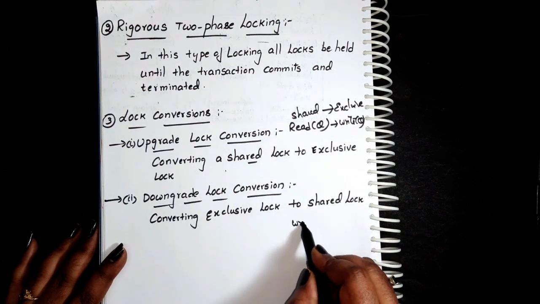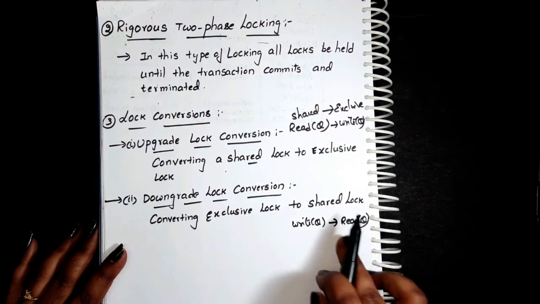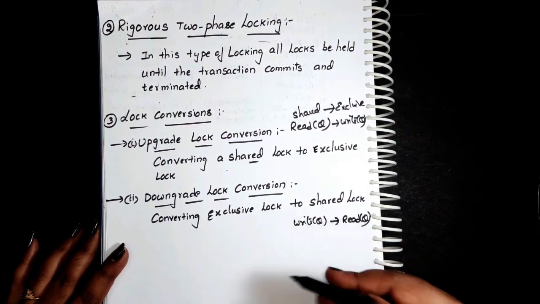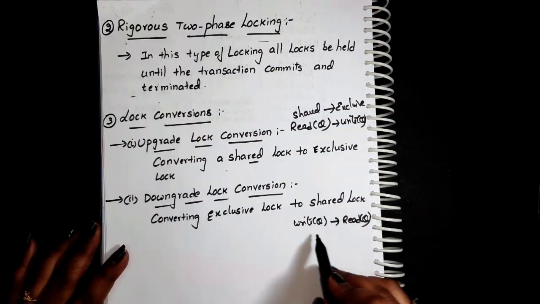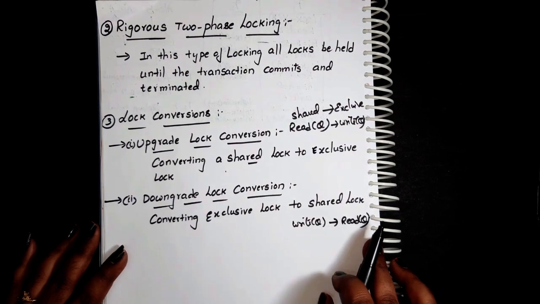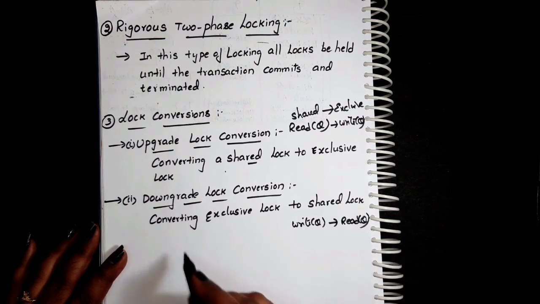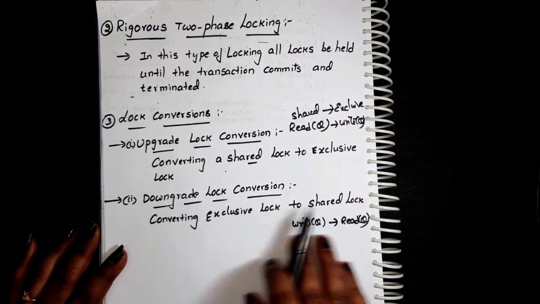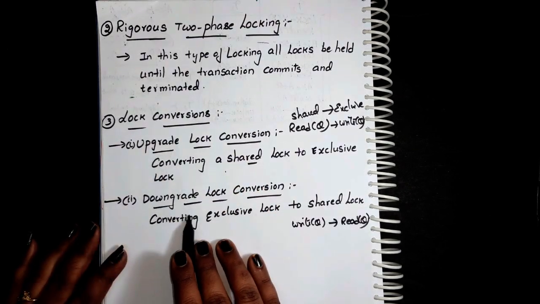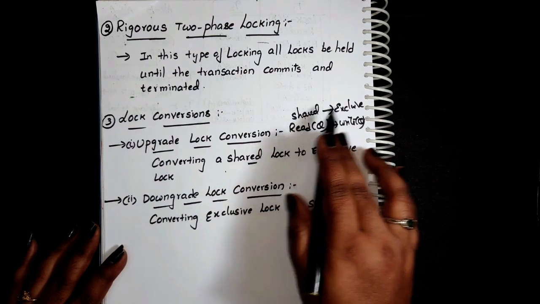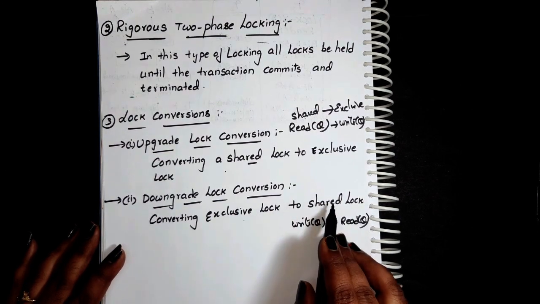If you are executing a write of data item Q, and you want to convert it into a read operation, you can execute a read of Q. That is a downgrade: if you are executing the write operation and simply want to convert it to a read operation, you downgrade the write operation to a read operation. That is what we call converting the exclusive lock to a shared lock. So the lock conversions are of two types. The first is upgrade and the second is downgrade. Upgrade is converting a shared lock to an exclusive lock. Downgrade is converting an exclusive lock to a shared lock.